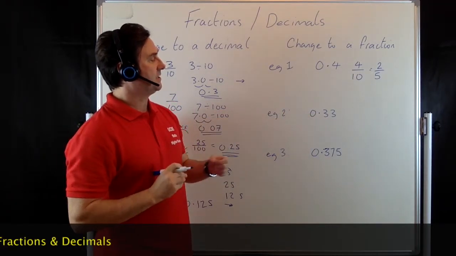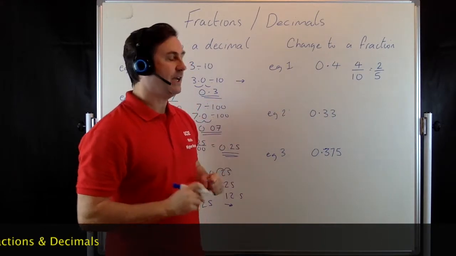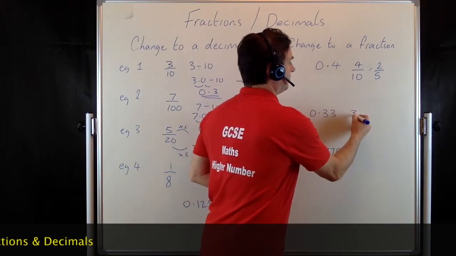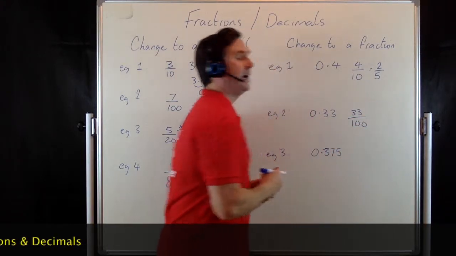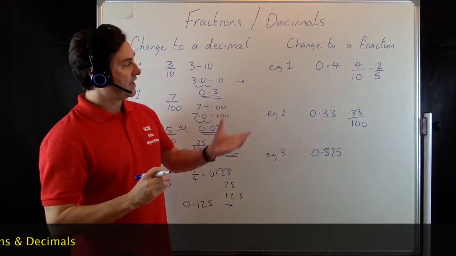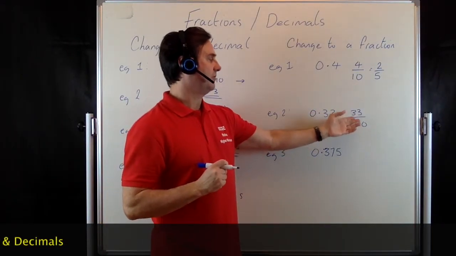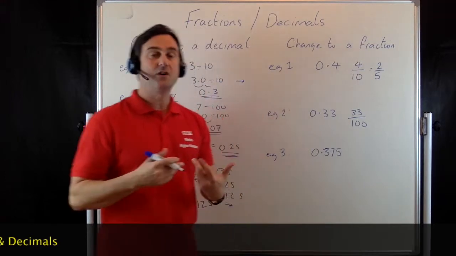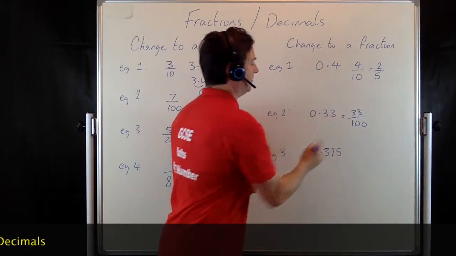0.33. Now this time we've got 2 decimal places. So we don't write it over 10 anymore, we write 33, but this time because there's 2 decimal places, we write that over 100. That can't be simplified. 11 goes into 33 but not 100, 3 does but not 100. There's no common factors for those two, so our answer is 33 over 100.